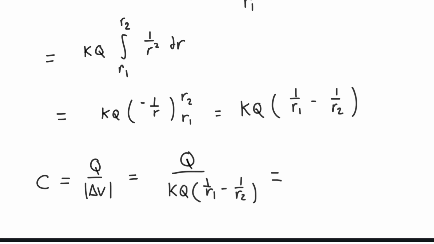And as always with capacitance, you do see that the Q always cancels. Capacitance does not depend on charge. So we would get 1 over K times 1 over R1 minus 1 over R2, all in the denominator.